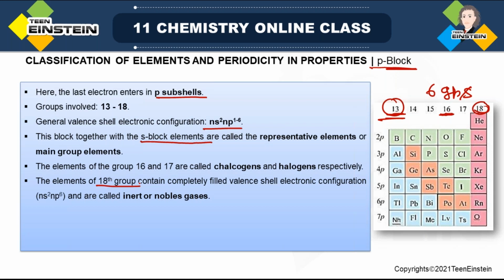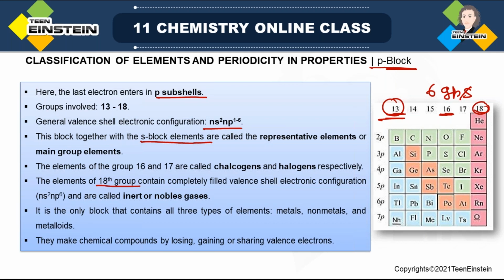Remember in s block what we have said. It is difficult to find them in pure state because they are so reactive. But if you consider noble gas elements, it is the reverse case. Now, as they are very satisfied with the electronic configuration, they are very inert in nature. That is why they are called inert gas or noble gas.